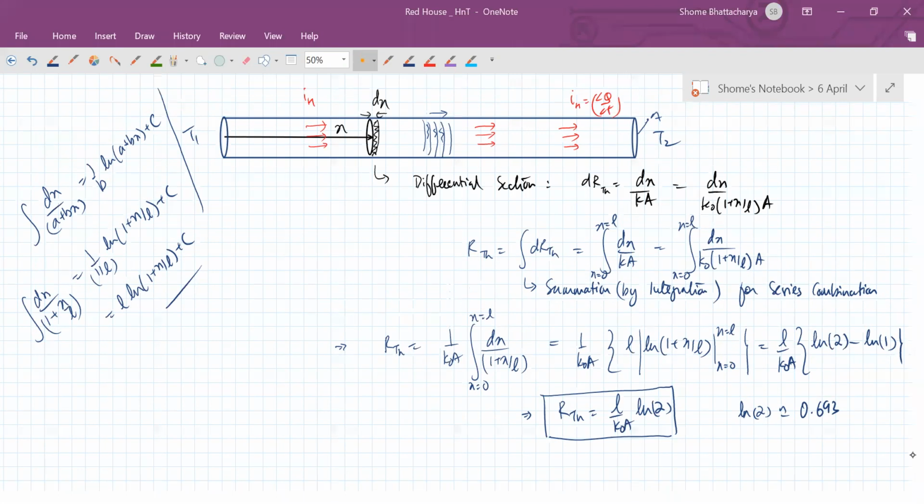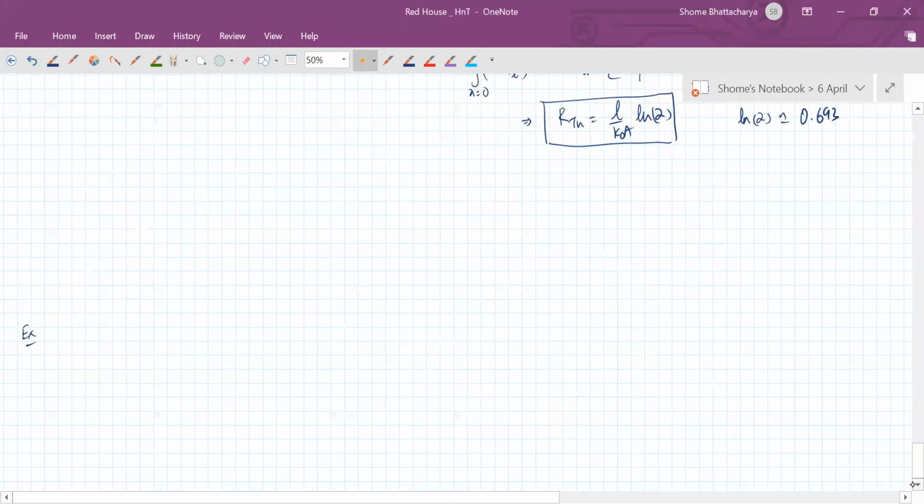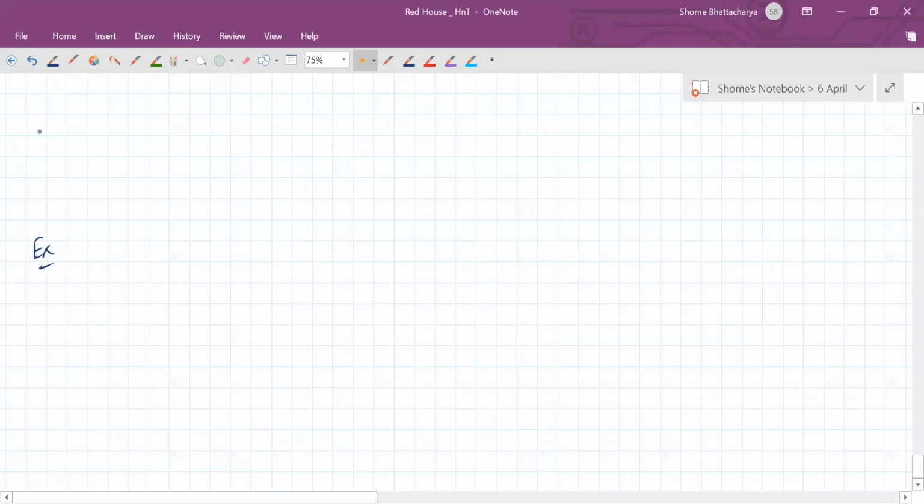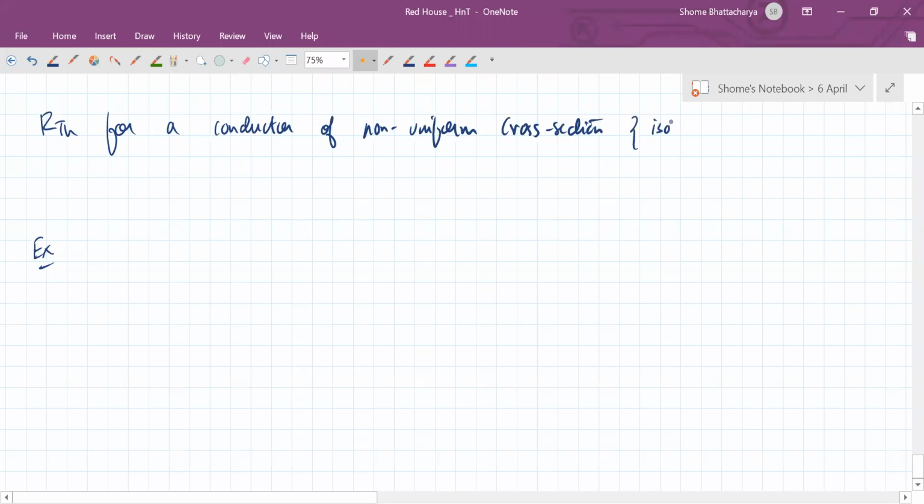Okay, very good. So next up is a situation where we want to calculate thermal resistance for a conductor of non-uniform cross section, but isotropic. So it has a uniform thermal conductivity. So very good example of such a situation is frustum of a cone.